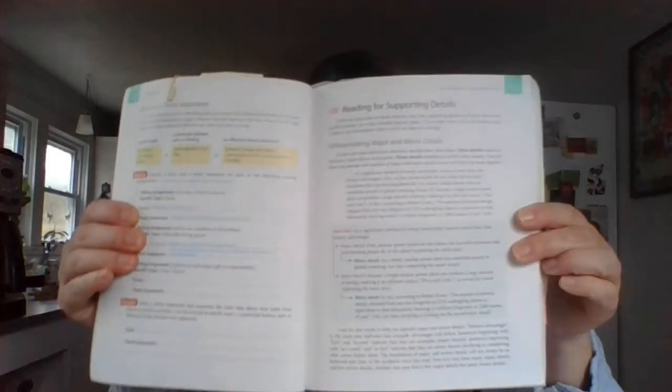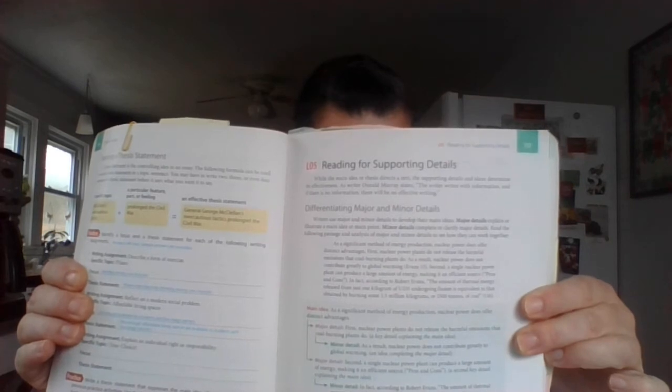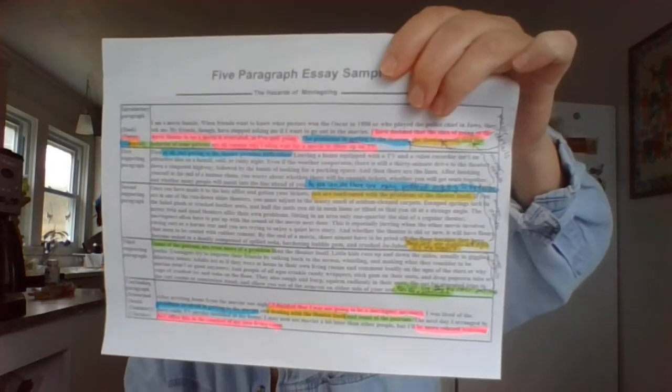Well, before you do, I just want to point out that if you need to go back over major and minor details, you can find those on page 117 of your textbook. And you can also think about or rewatch the video on writing your essay, because as a writer, you also have major and minor details. Okay, then you are going to be ready to start writing your summary.